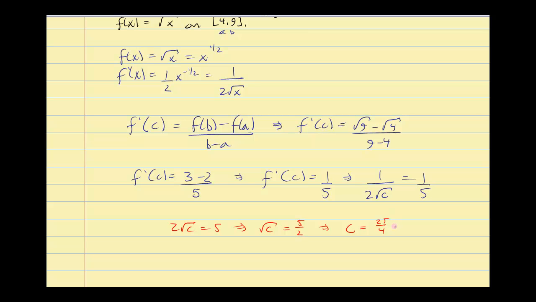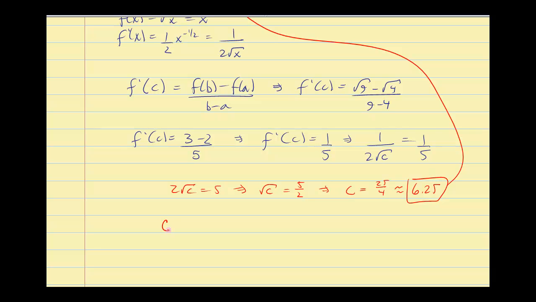Now 25/4, if we look at this as an approximation, 6 times 4 is 24, and a remainder of 1/4, so 6.25. Now the question is, is 6.25 in this interval? And the answer is yes, it is. So this is the point C that is guaranteed by the mean value theorem in order to make this true.